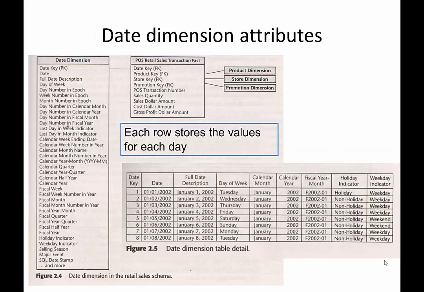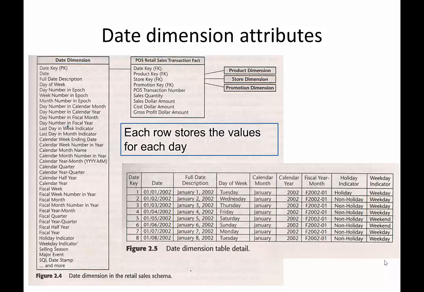The date dimension. Here's an actual example of the date table. We have one row for each day: 1st of January, 2nd of January, 3rd of January. Then we have fields that describe that day in terms of other temporal ways of measuring time. So for example, each day is a day in the week: Monday, Tuesday, Wednesday, Thursday.